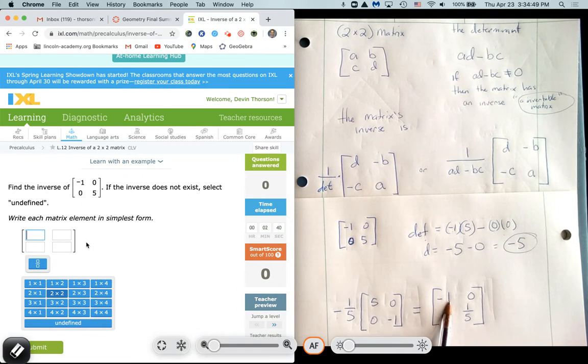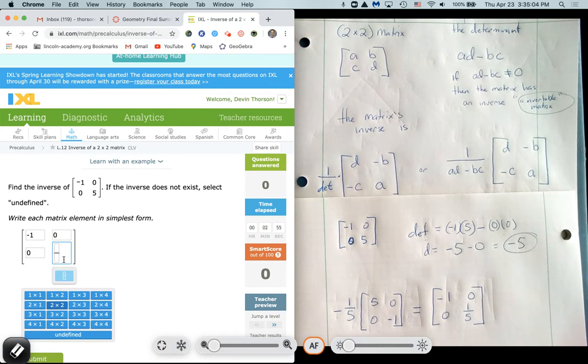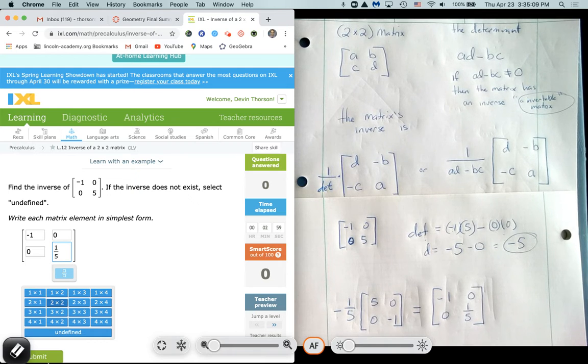And now I'm just going to type in these four numbers. So I'm going to type in -1. And yes, you must type in 0. It is a number. Don't leave it blank. Type in 0 and then type in our 1/5. Again, it gives you the option to do a fraction key. So I go 1/5. And then I hit submit.